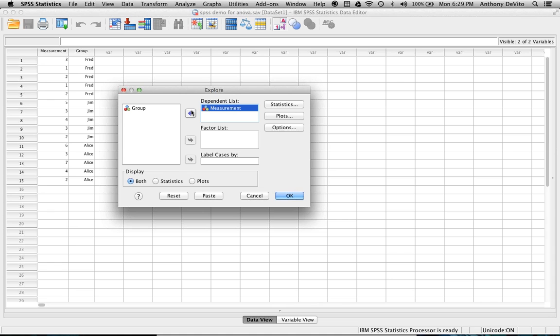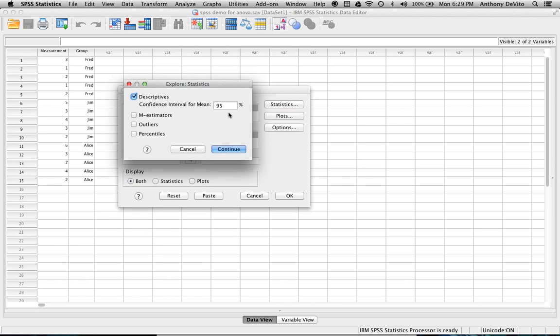I'm going to move that into my dependent list. In other words, that's the numerical variable that I'm going to find the mean of. Okay, and then I'm going to move my groups, my factors, into the factor list. In other words, these are the groups that I want to break it up into: Alice, Fred, and Jim. Okay, and I'm going to go up here to statistics, and it's going to calculate the descriptive statistics for me, 95% confidence interval, in other words, an alpha of 0.05.